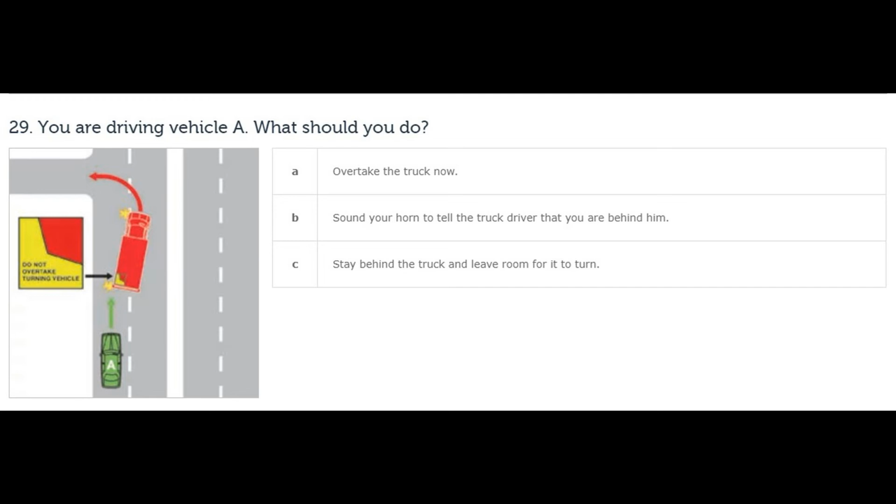Question 29. You are driving vehicle A. What should you do? A. Overtake the truck now. B. Sound your horn to tell the truck driver that you are behind him. C. Stay behind the truck and leave room for him to turn.